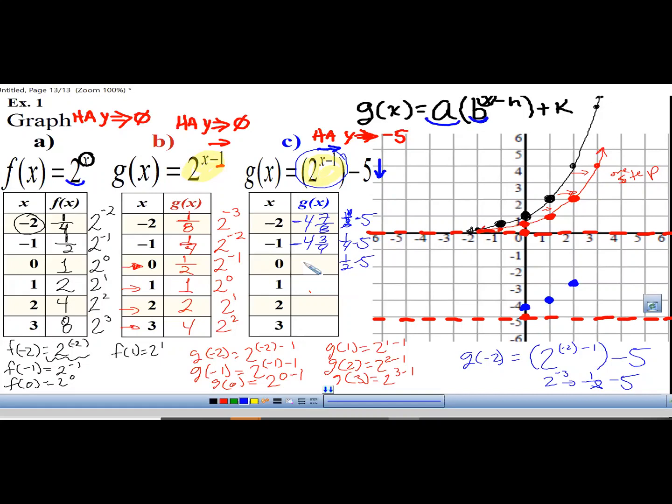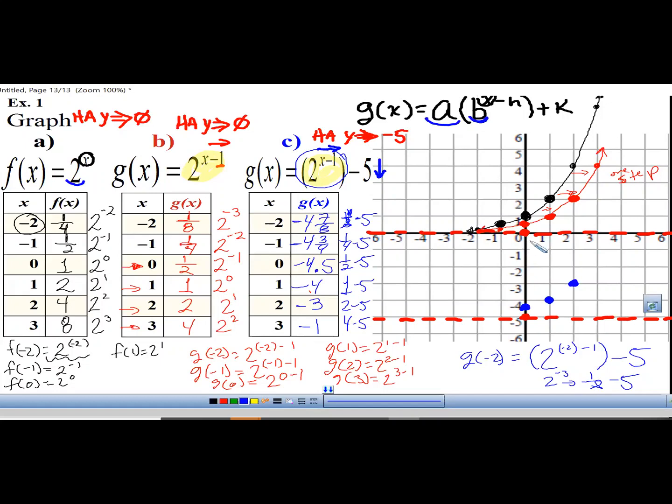What's my next one? 1/2 minus 5. That is -4.5. What's the next one? 1 minus 5. That's -4. What's the next one? 2 minus 5. That's -3. And the last one, 4 minus 5. That's -1. All right, let's graph that.